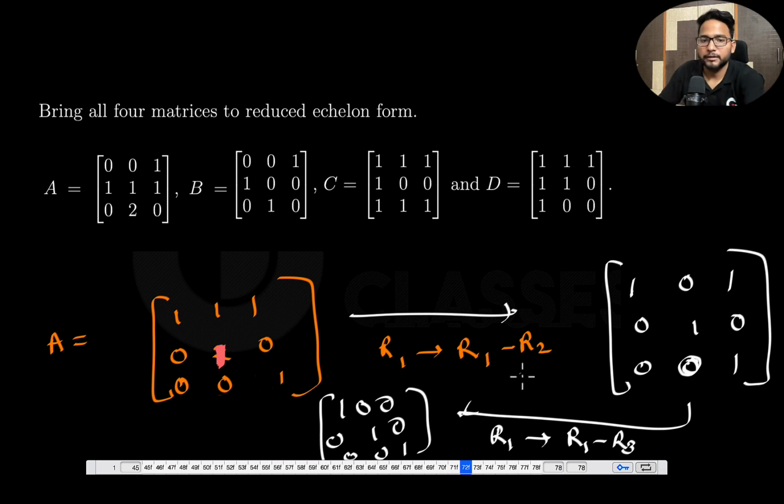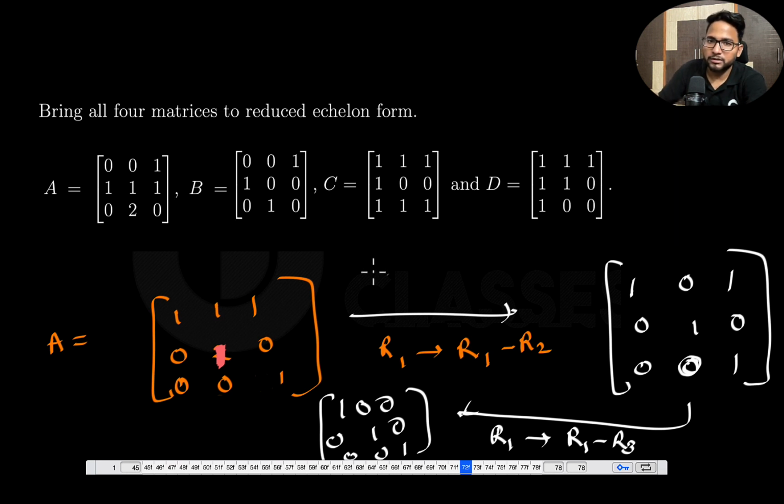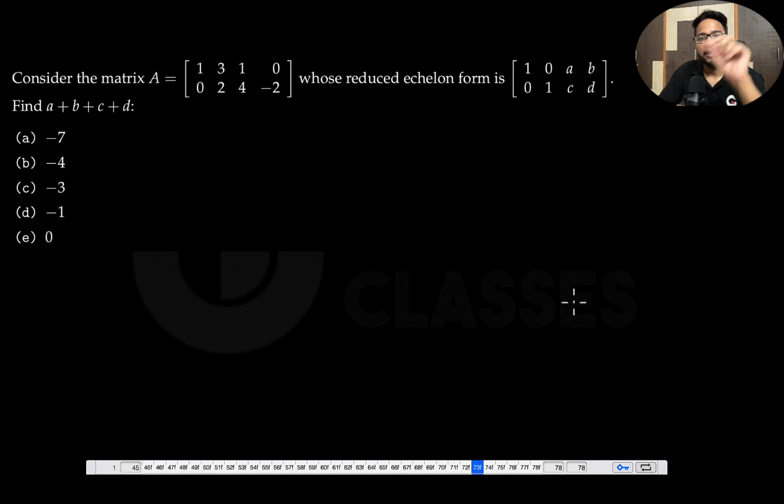Okay, great. You can do the rest of B, C, D. I'm not doing it because this is just elementary row operations. I hope you can do it. Just try it out. It will be a good exercise. Now let's just do this particular question, which is a very nice question to be honest.